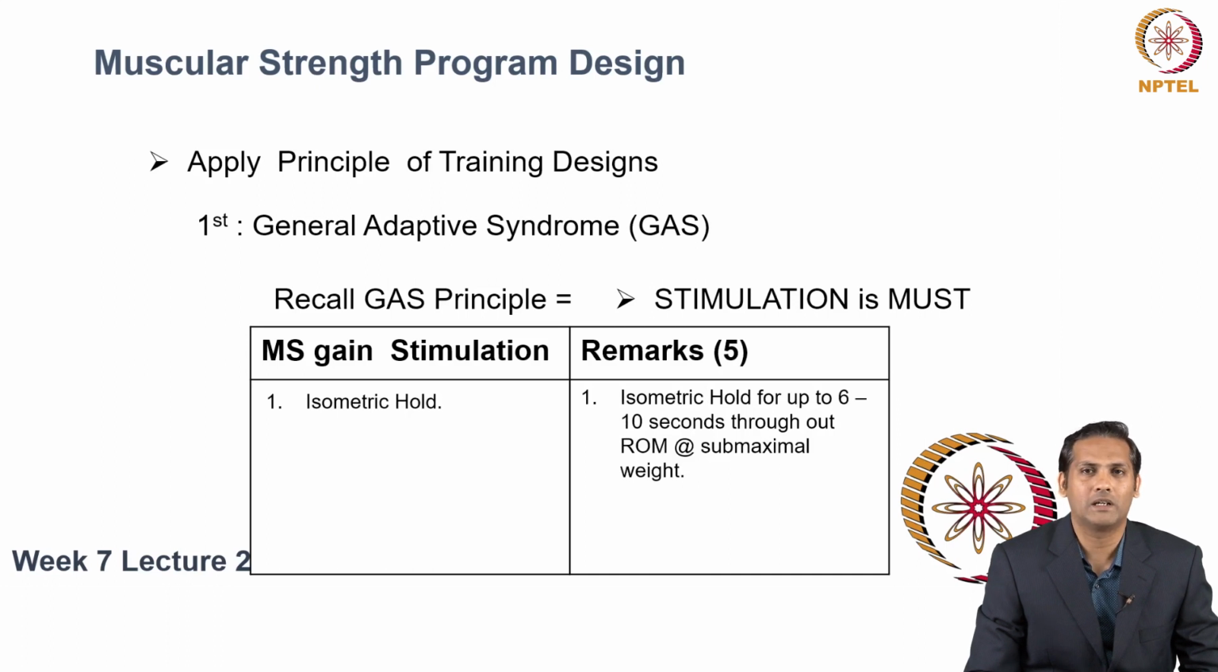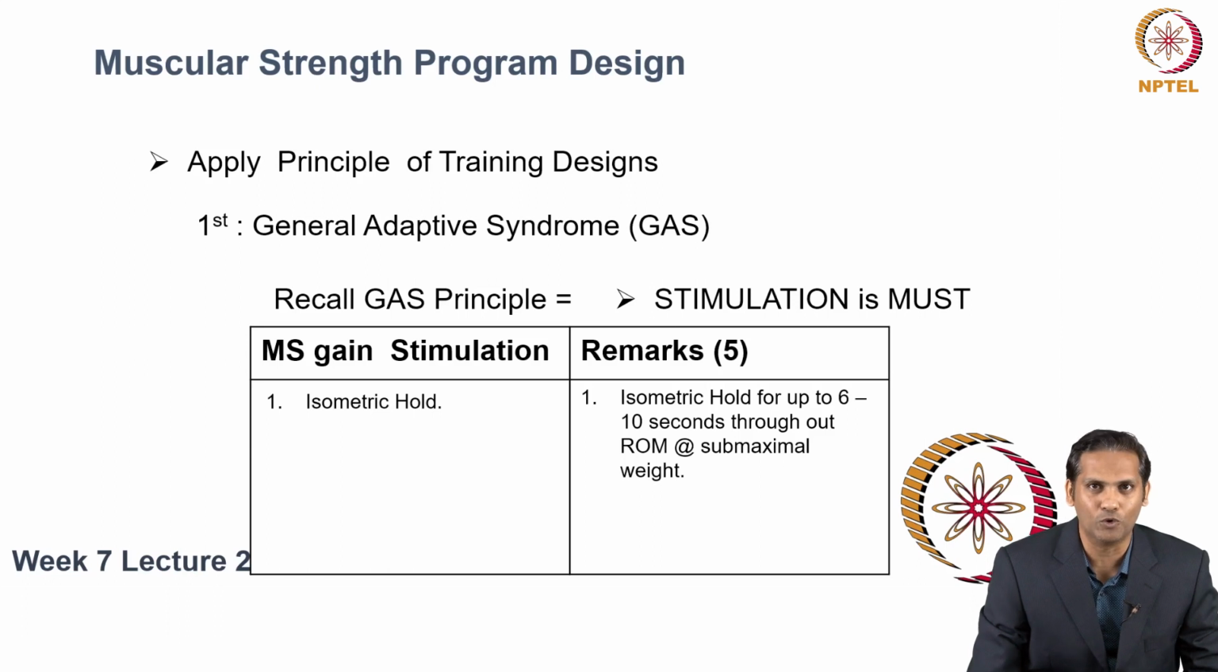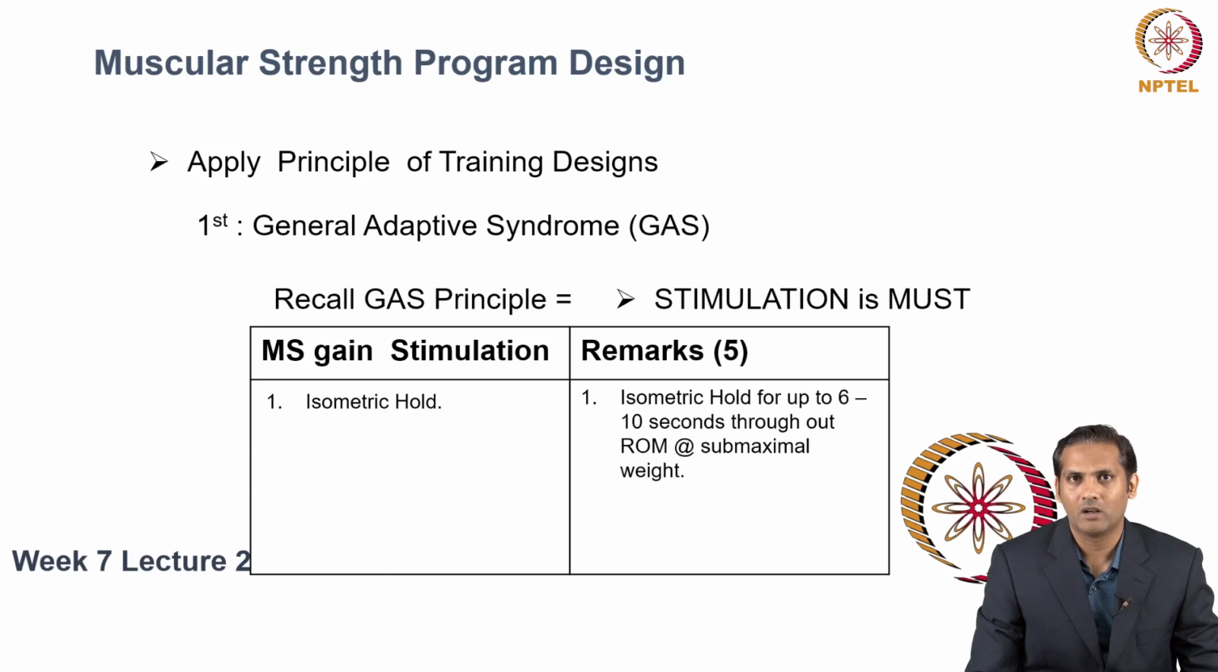Now the isometric hold type of stimulation to gain strength is used specifically to improve the sticking points in your exercise. Whenever you do any resistance training, there is one point in your range where it's the most difficult to lift or push the weight. That point is called the sticking point. One way to overcome that is isometric holds, where you hold the weight for 6 to 10 seconds throughout the range of motion at a submaximal weight.